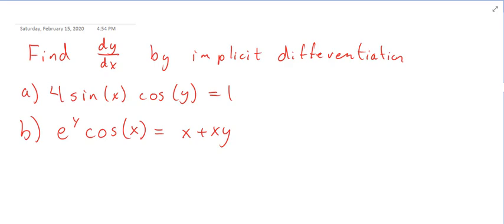In this video, we're going to do another couple of examples of finding a derivative using implicit differentiation. And when we say find dy dx by implicit differentiation, as this problem says, that's what we've done. So to start with, maybe you want to hit pause and try to solve each of these on your own, and then check your answer against my work.